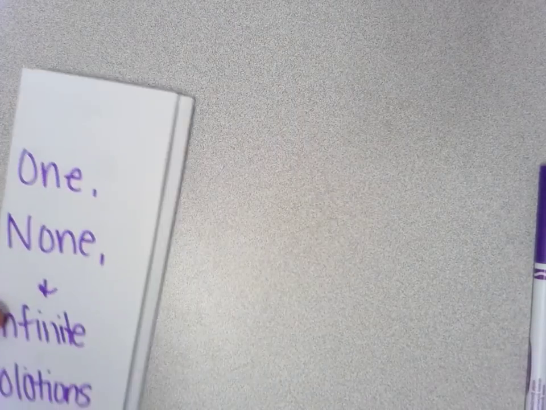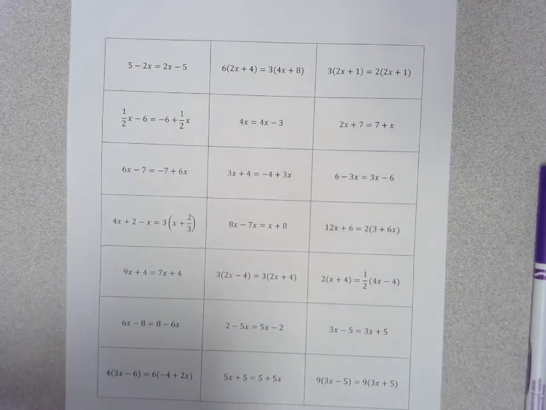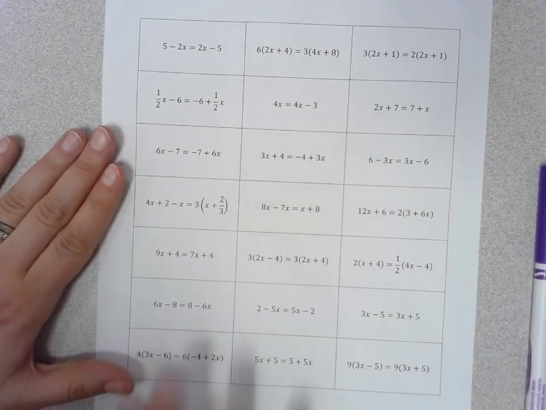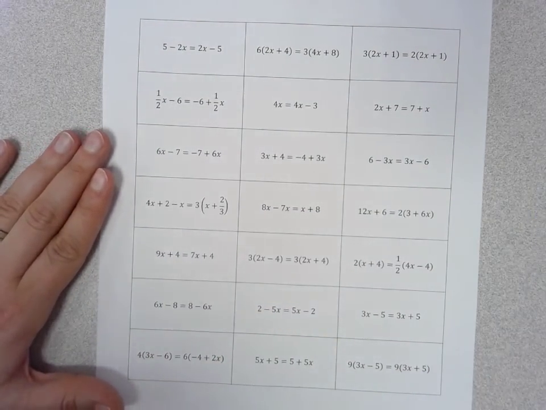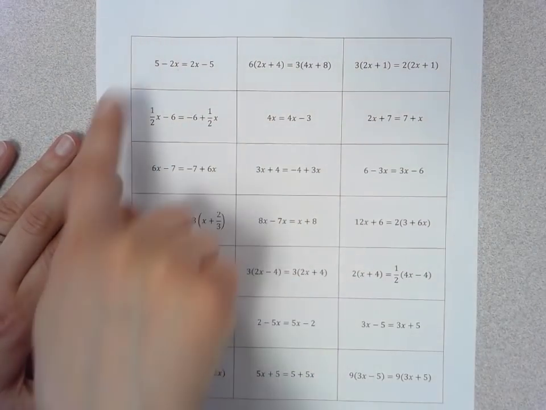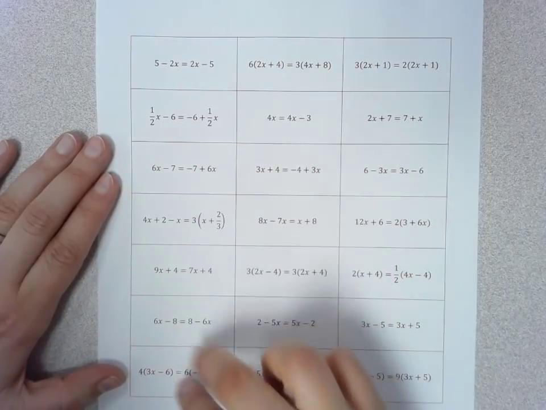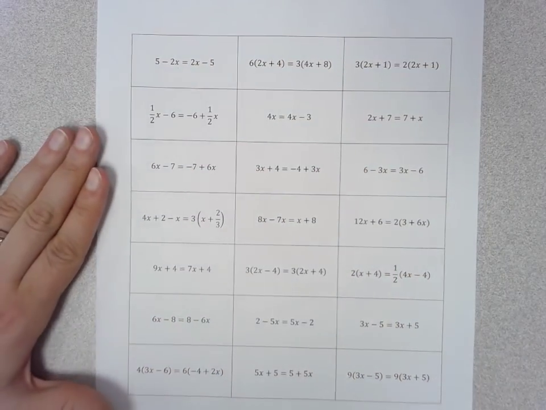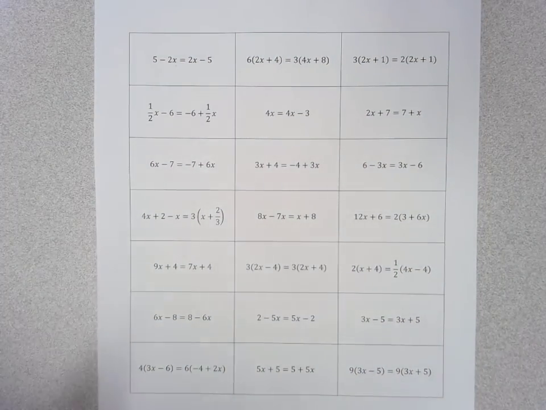But right now what I want you to do is take the second page that you have, and with a partner, you are going to solve all of these problems. There are 3 by 2, 4, 6, 7. So there's 21 problems.